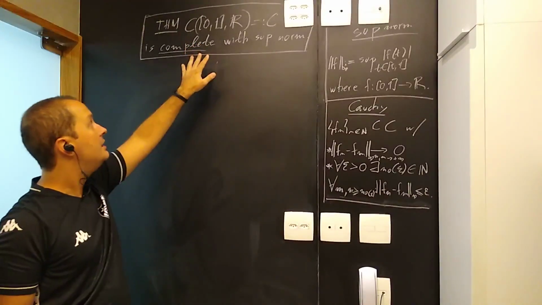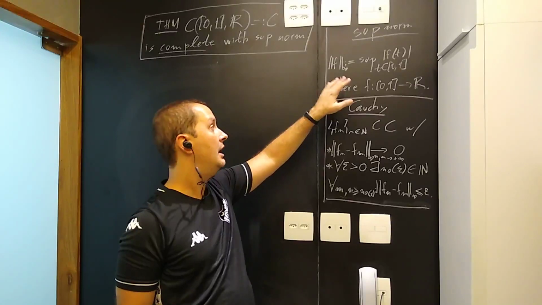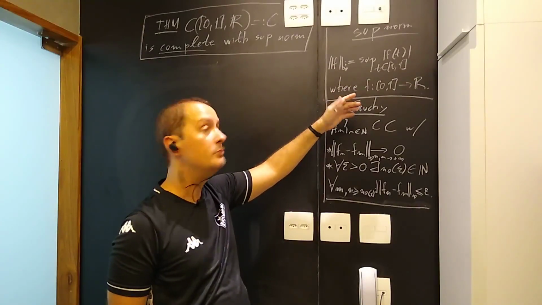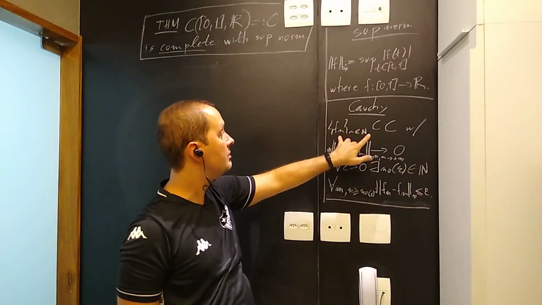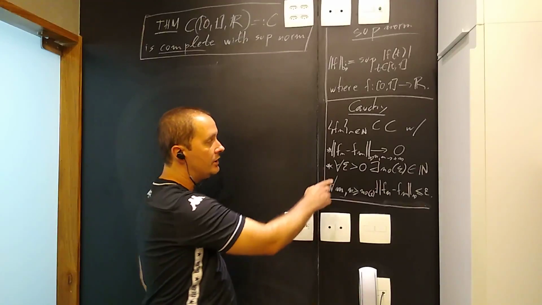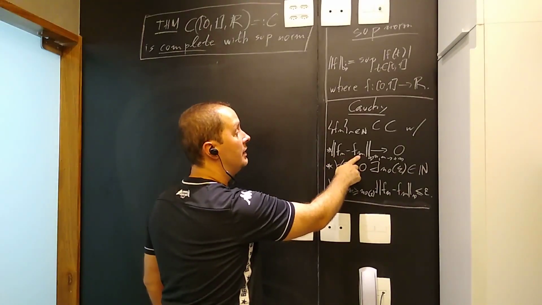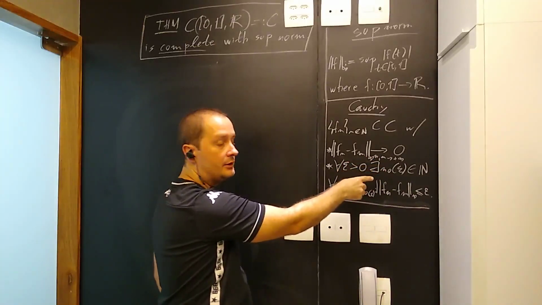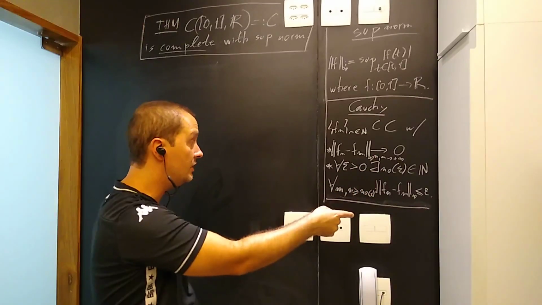What is being said here is that any sequence that is Cauchy with respect to this norm has a limit also with respect to this norm, and this limit is an element of C. So Cauchy, to remind you, means that I have a sequence of functions such that the distance between f_n and f_m, according to the infinity norm again, goes to 0 when both n and m go to infinity.